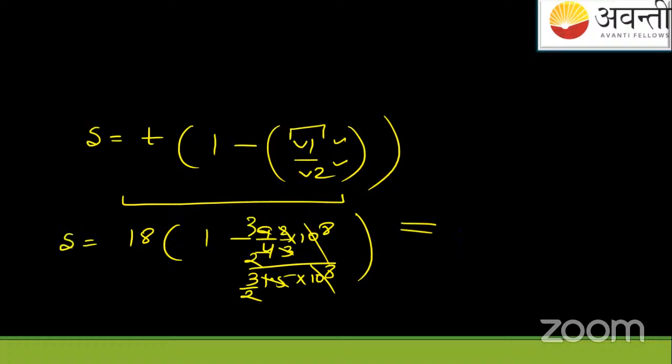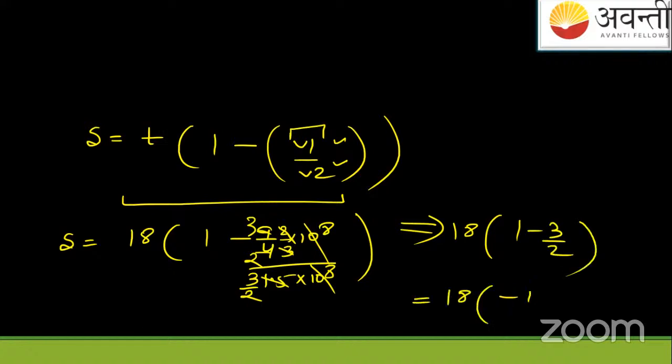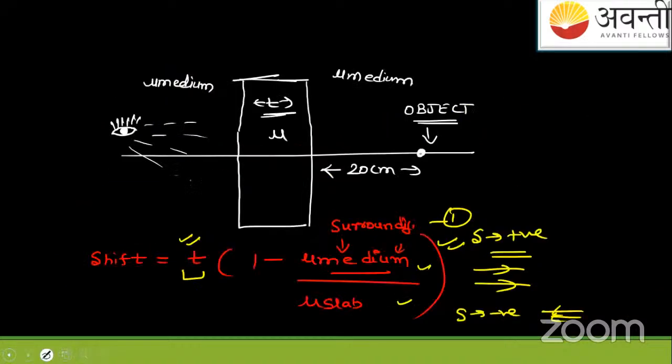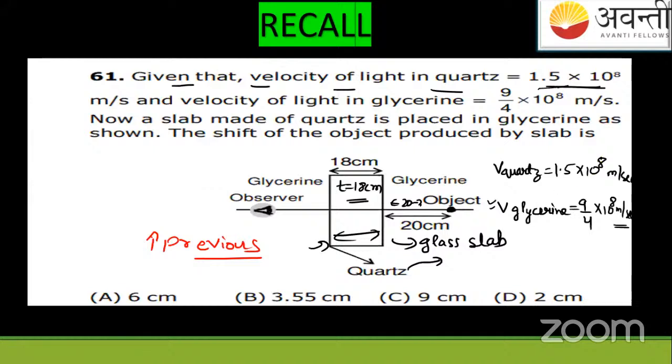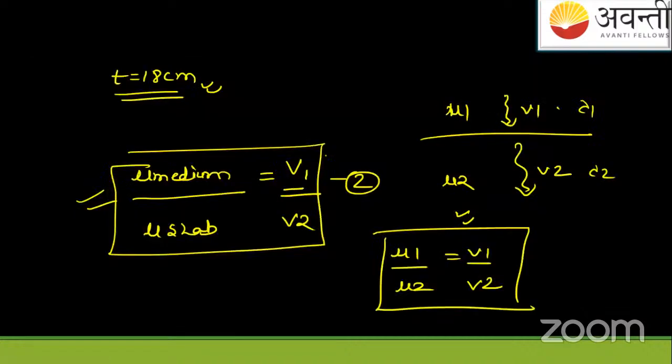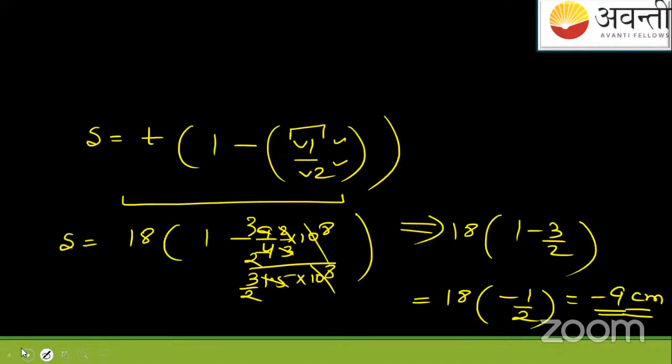will come out to be 18 times 1 minus 3/2. How much will it come out, students? This equals minus 1/2, which is minus 9 centimeters. If everything is given in meters, you will write in meters. If all the things are given in centimeters, you will write in centimeters. Here everything is in centimeters. The velocity is in meters per second, but no issue, since we are taking ratios, the meter cancels out. The answer will come in centimeter. We got the answer: minus 9 centimeter.